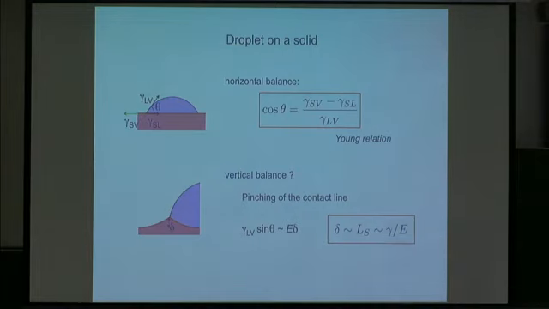What could also be interesting is to see the effect of putting a droplet on the surface of a solid. Usually, when you look at class books, what you find is the Young relation. This relation says that if you put a droplet on a solid, around the contact line of the droplet you have 3 surface tensions which are pulling in different directions.